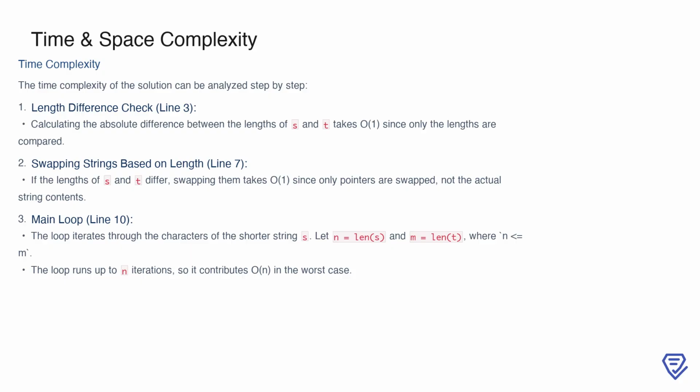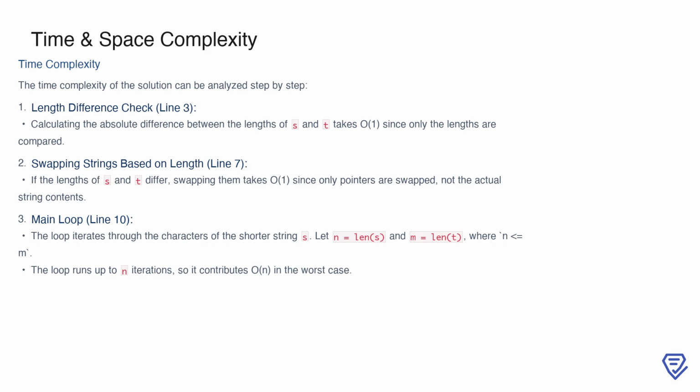First, the length difference check involves calculating the absolute difference between the lengths of the strings s and t. This is a simple operation that takes constant time, or O(1), since it only involves comparing integers. Next, swapping the strings based on their lengths also takes O(1). Instead of copying or rearranging the strings, we simply swap their references, which is an instantaneous operation.